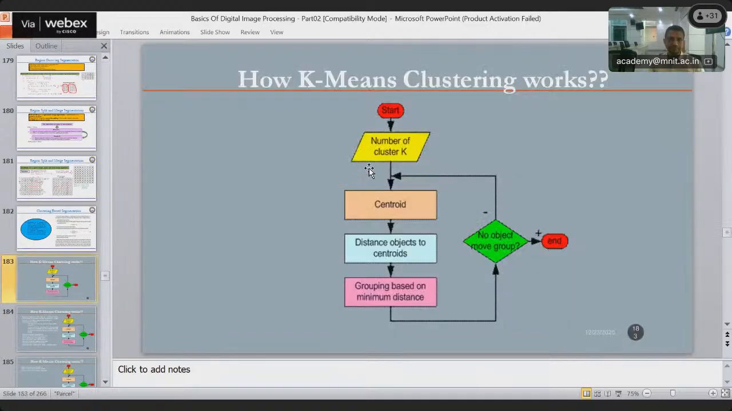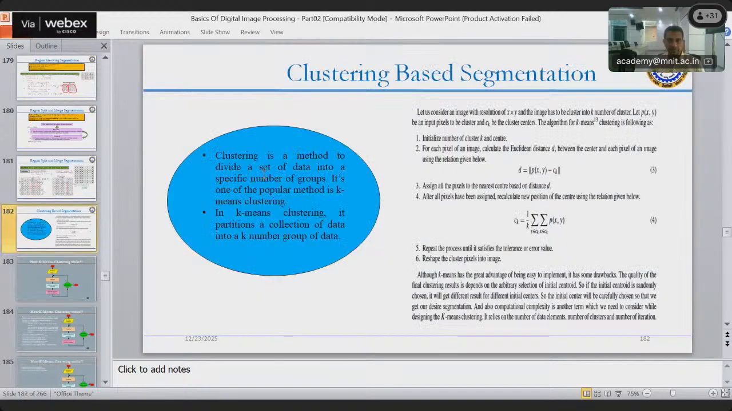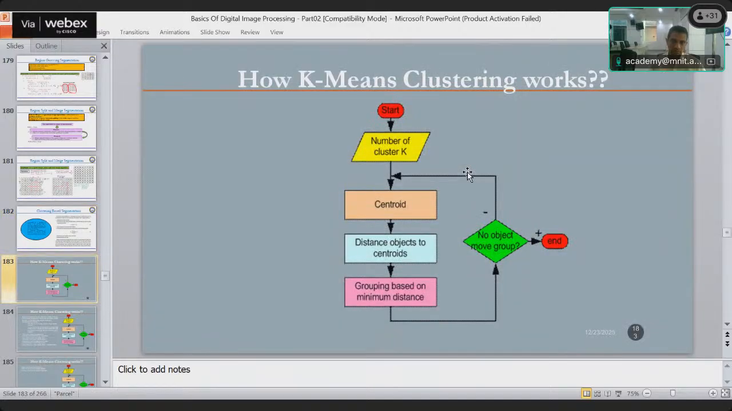So this is basically clustering-based segmentation. Clustering is a method to divide a set of data into k number of groups. It is one of the popular methods. In k-means, we collect data into k number of groups. So the number of clusters k is given. You take the centroid and the distance from the object to the centroid, grouping based on minimum distance.